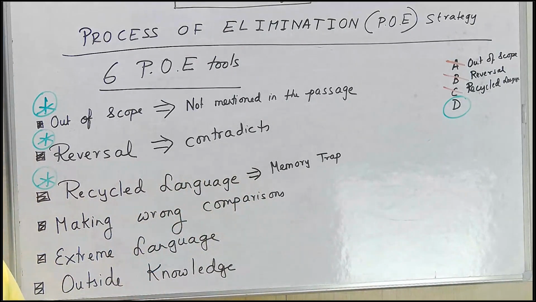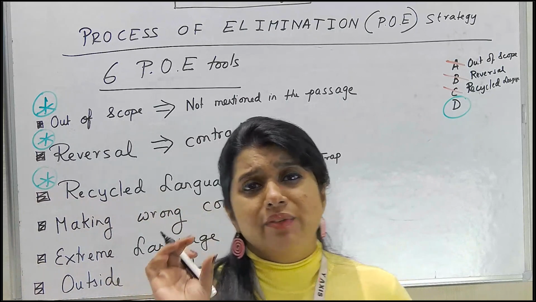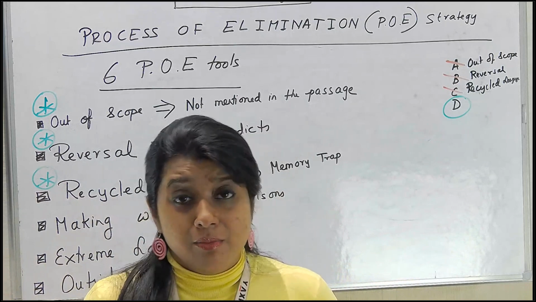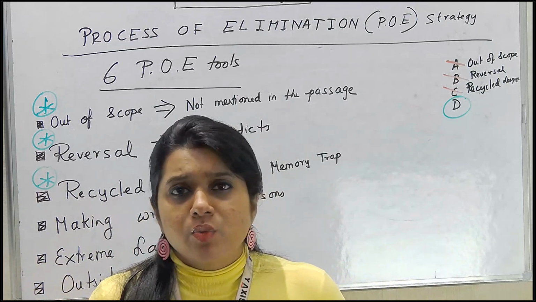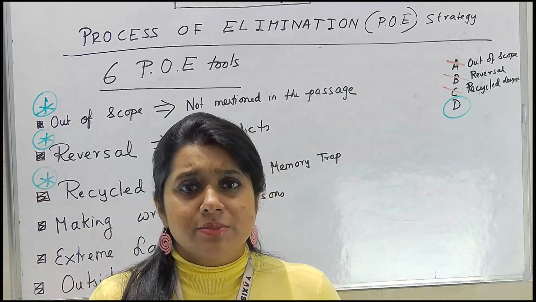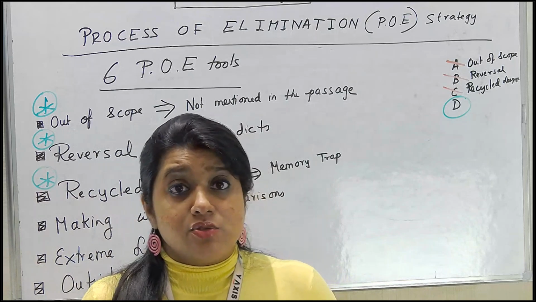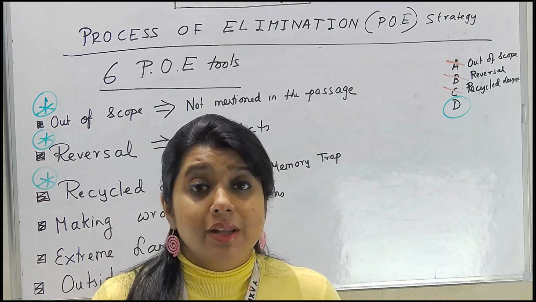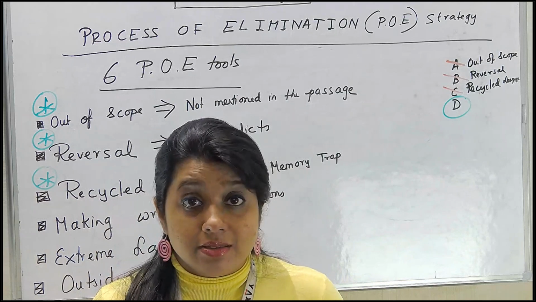So making wrong comparisons, what is the meaning of that? Many a times we come across answer choices having some kind of comparison words like stronger, better, more, most. So when the answer choice has such kind of comparison words, be a little bit skeptical. Just for the sake of explanation, suppose the reading passage is all about X and Y. The answer choice is saying X is stronger than Y. Nowhere in the passage there has been any such kind of comparison. So you will eliminate that particular answer choice because it is making wrong comparisons.